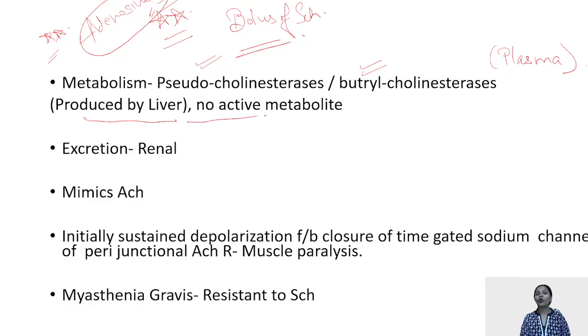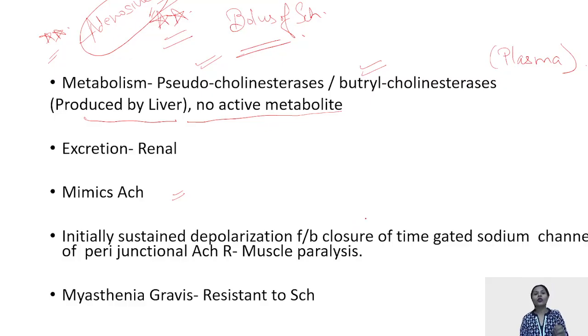We have no active metabolite of scolin. Excretion is generally renal and it mimics the action of acetylcholine. What happens in scolin actually is that it acts on your sodium channels, and which sodium channel does it act on? We have two types of sodium channel actually. One is voltage gated sodium channels and the other is time gated sodium channels.